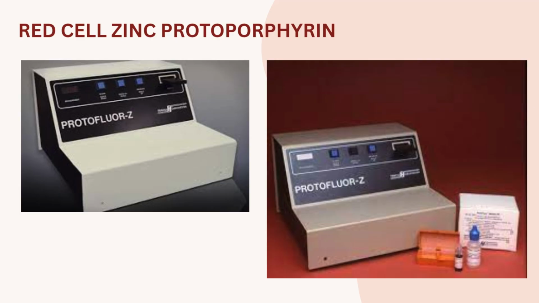If the reading flashes 999, the result is greater than 600 micromole ZPP per mole heme or greater than 270 micrograms per dL whole blood and should be reported as such. Record the result, remove the sample holder, and discard the cover slip.